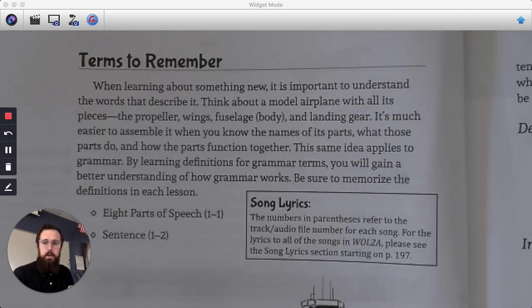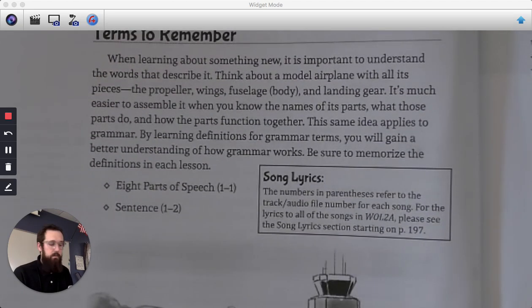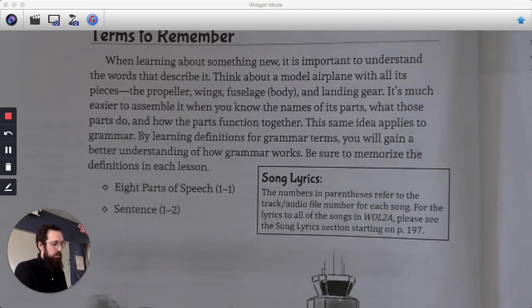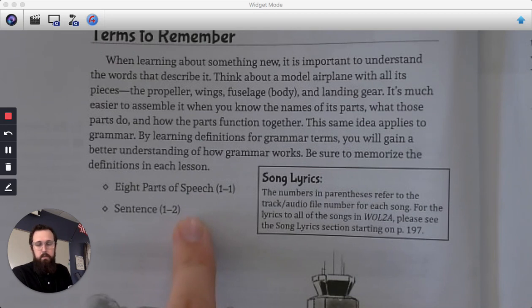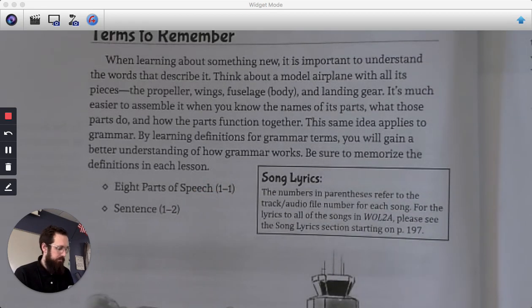Be sure to memorize the definitions in each lesson. So we have some songs, the 8 parts of speech and sentence. Those songs will be posted on Google Classroom. Practice singing along with those. We'll be using those throughout the year.